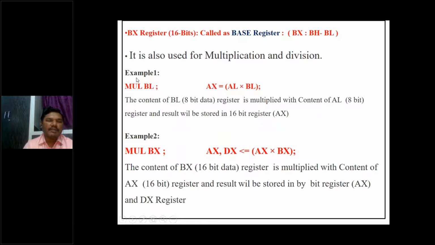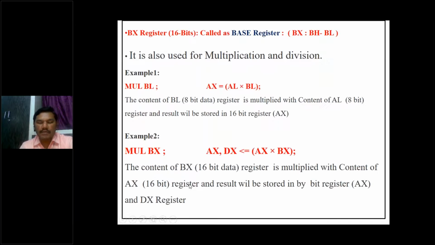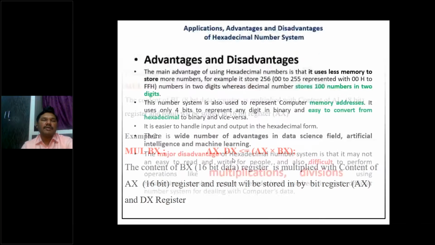MUL BL and MUL BX mean only one operand is there. In the earlier 8086 instructions I took two operands, but in the case of multiplication we have only one operand. The result will be stored in two registers, AX and DX. If you multiply AX with BX, the result will be stored in the AX and DX registers.